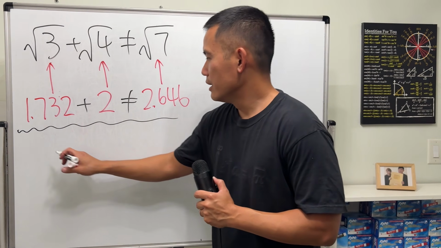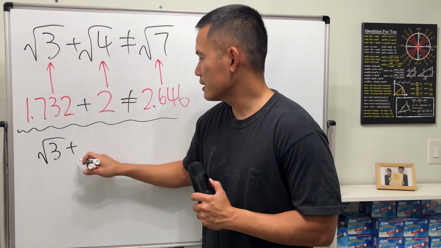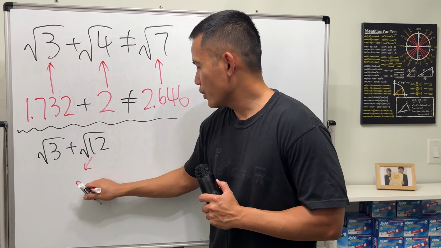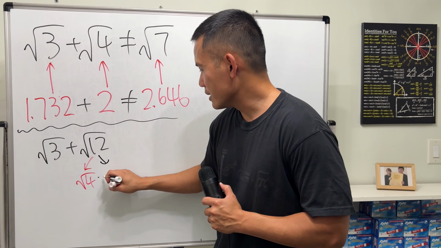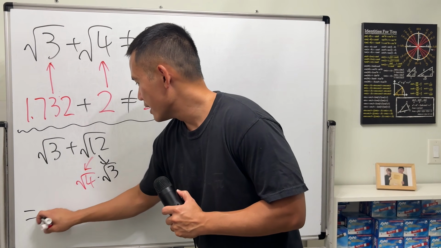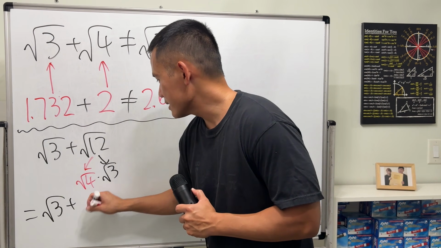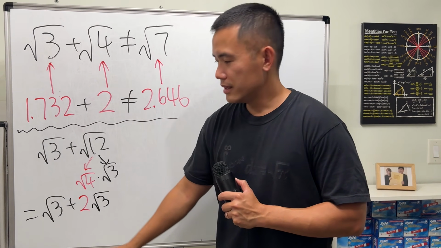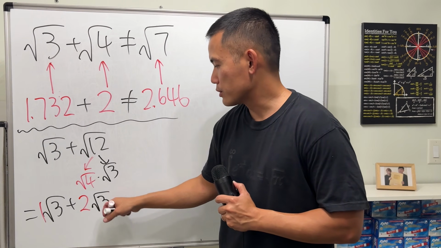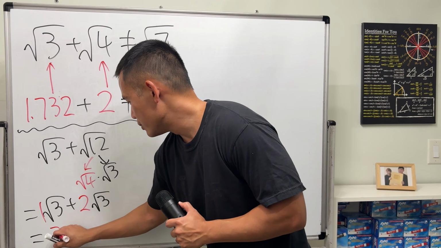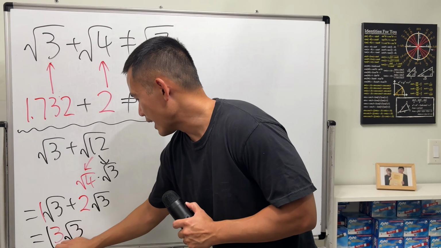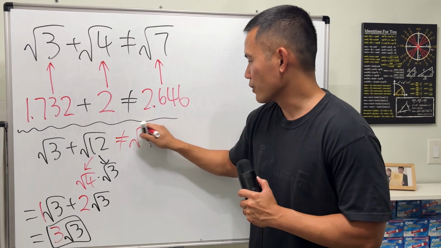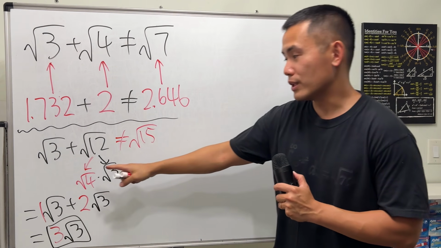For example, if you have square root of 3 plus, let's say, square root of 12, you can break this down as square root of 4 times square root of 3. And then you can say that square root of 3 plus, this is a regular 2, multiplied by square root of 3. This is like saying 1 square root of 3 plus 2 more. Altogether, you have 3 square root of 3. Yeah, this is fine. But don't say this is equal to square root of 15, just like what we saw earlier. Do not just add the numbers on the inside.